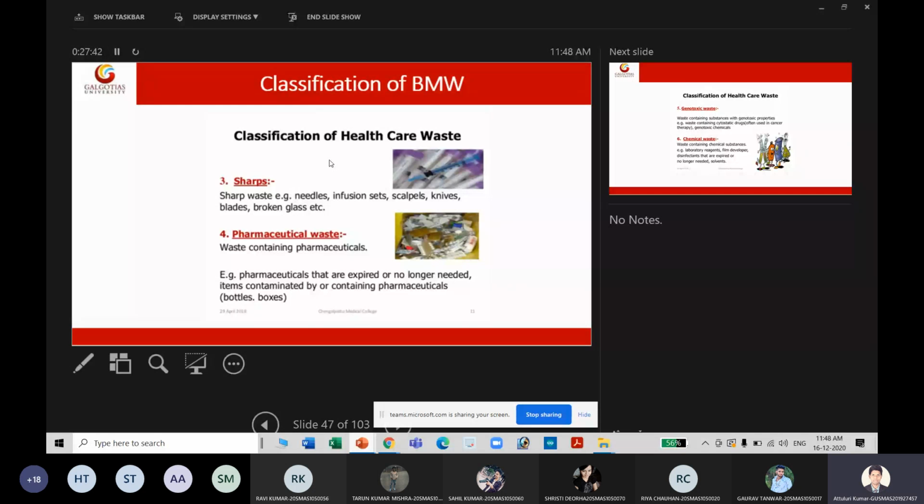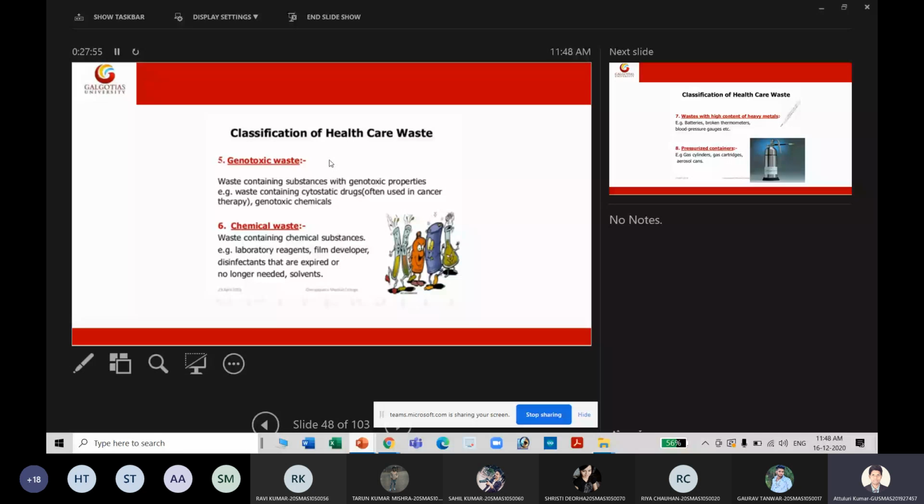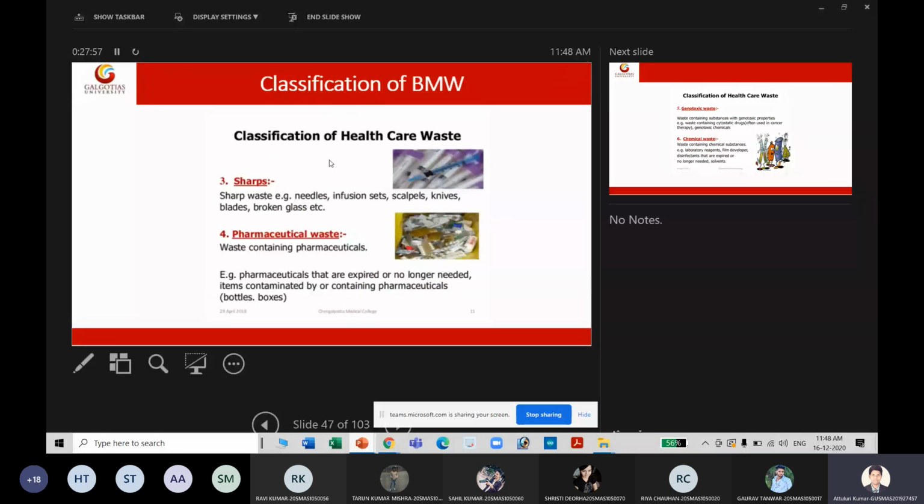Next, genotoxic waste. Fifth one, genotoxic waste. Write genotoxic waste, G-E-N-O-T-O-X-I-C. Genotoxic waste means this is the waste that will affect the genes of a person.